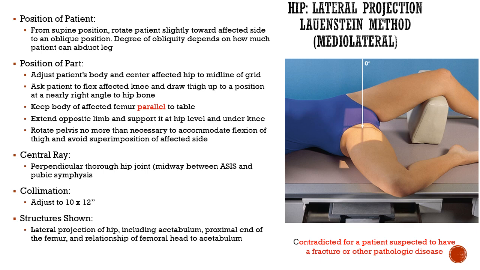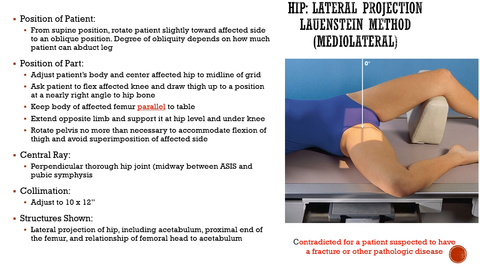On the lateral projection, which is called the Lowenstein method, that's the medial to lateral. From the supine position, we're going to rotate the patient slightly toward the affected side from an oblique projection. The degree of obliquity depends upon how much the patient can abduct the leg. So we're going to adjust the body and center the affected hip to the midline of the grid.